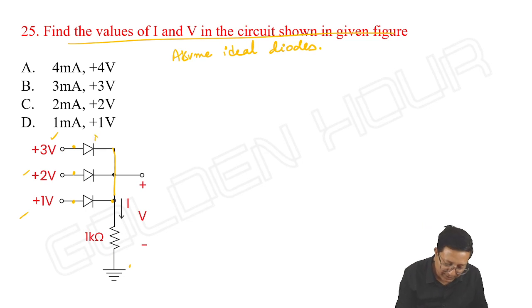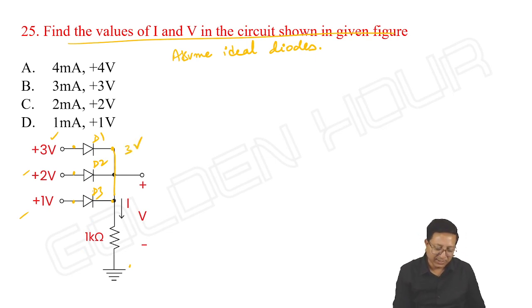Let me take D1, D2, D3. If D1 is on, it acts as a short circuit and the voltage here is 3 volts. Then is it possible for D2 to conduct? No, its cathode is going to 3 volts and anode is going to 2 volts. D2 does not conduct. Same scenario with D3 as well. Its cathode is at 3 volts and anode is connected to 1 volt. So D1 is on and D2, D3 are off.